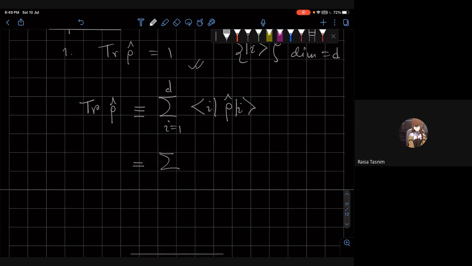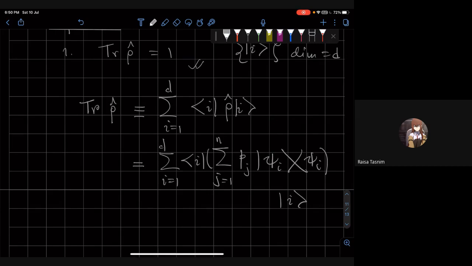So now we have to use our explicit expression for rho. So i goes from 1 to D, and this is <i|. And what was rho? Rho was a sum over j went from 1 to N. There were N states in our collection S, remember? And according to our definition of a density matrix, this is what rho was, right? And then we have to sandwich it between |i>. Do you understand how we got here? We just introduced the definition of rho here.